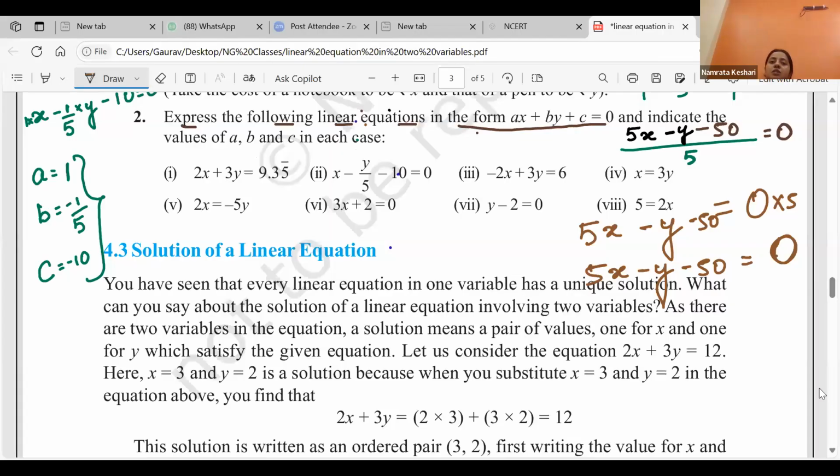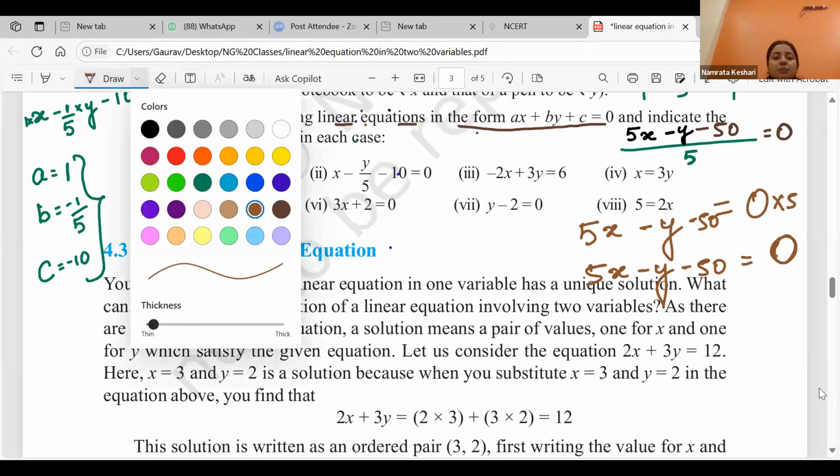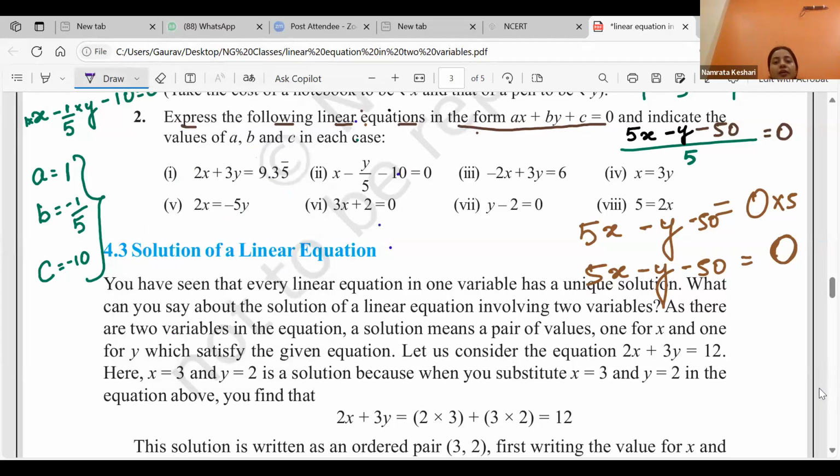So we were just doing the simplification. I told you that you can do the simplification, then shift the denominator to the other side, and once you shift the denominator to the other side, you will realize that it became 0. 0 into 5 is just 0, and now it is already in the standard form, ax plus by plus c. Your a is 5, your b is -1, and your c is -50. Getting it?